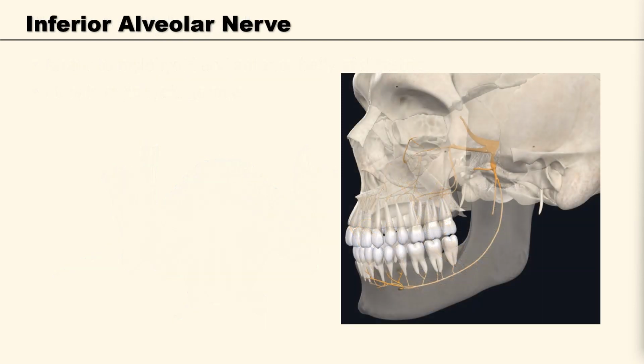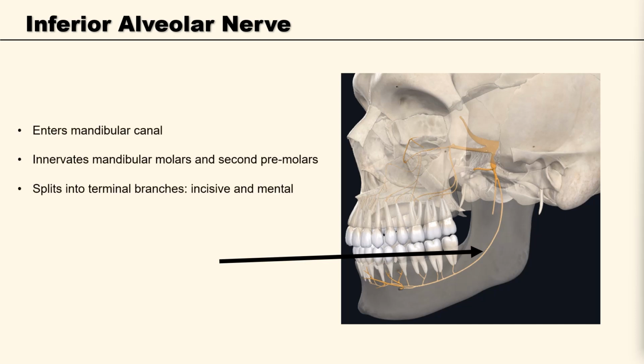Once inside the mandible, the inferior alveolar nerve runs anteriorly through the mandibular canal, where it can also be called the infraalveolar canal. As it does so, it gives off tiny unnamed branches which supply the mandibular molars and the second mandibular premolar.